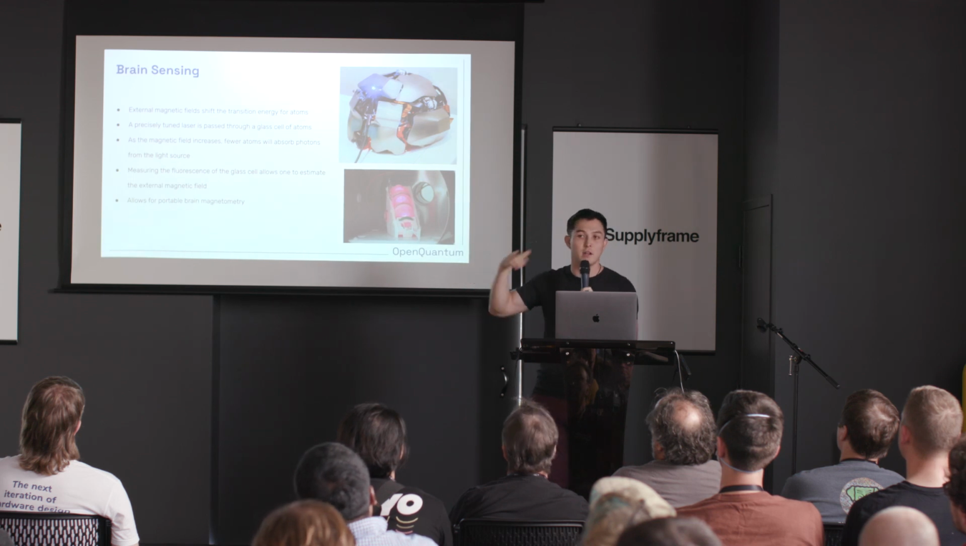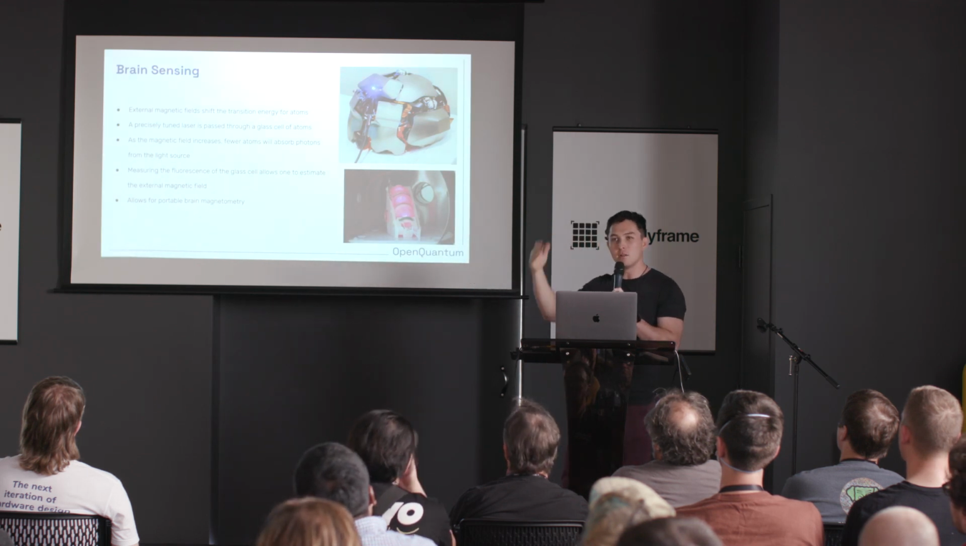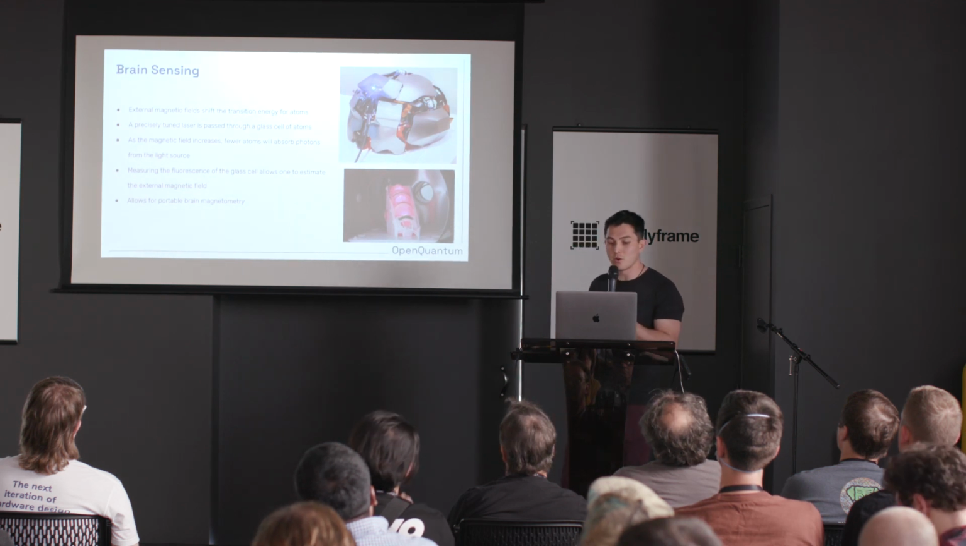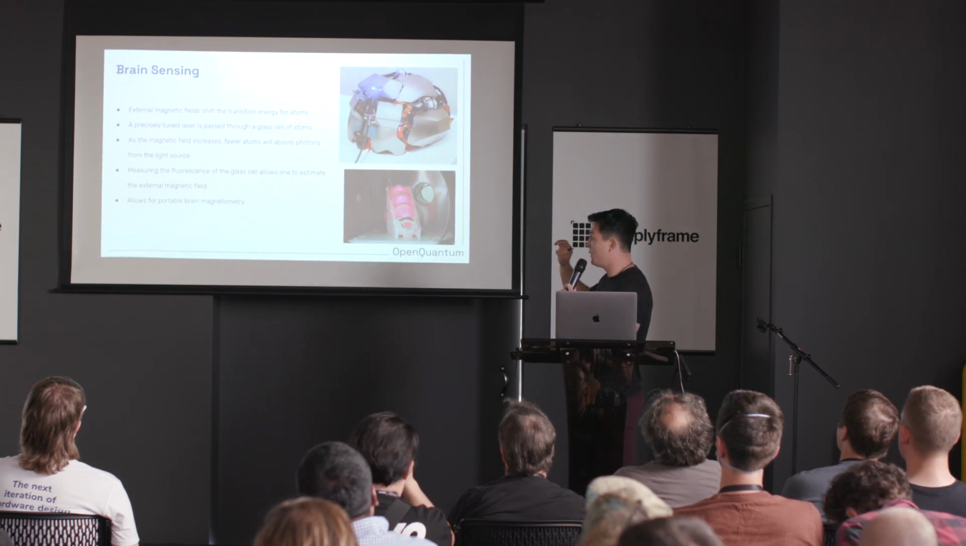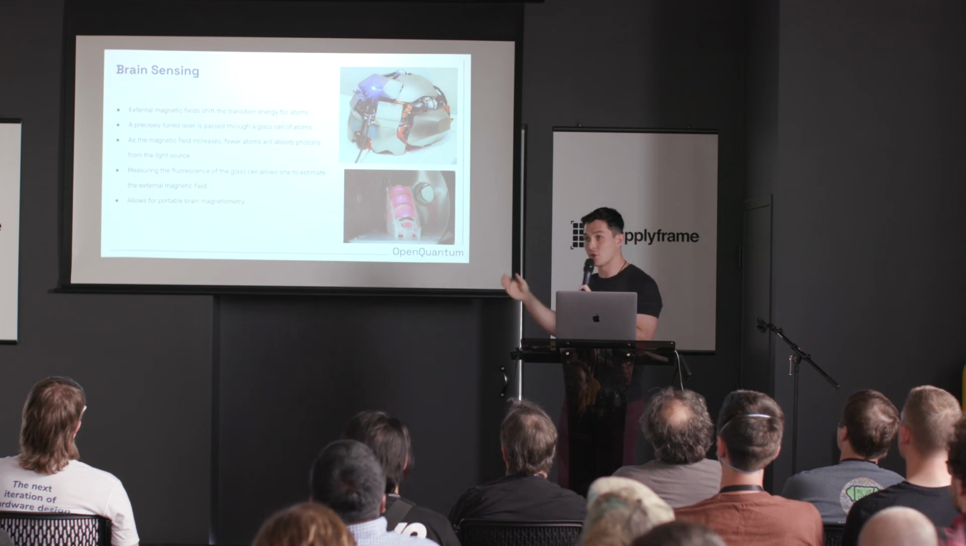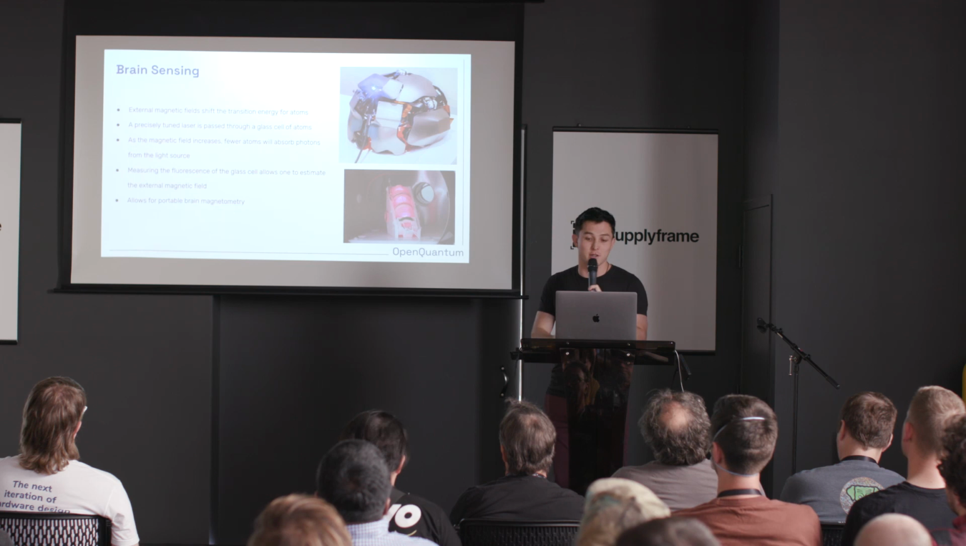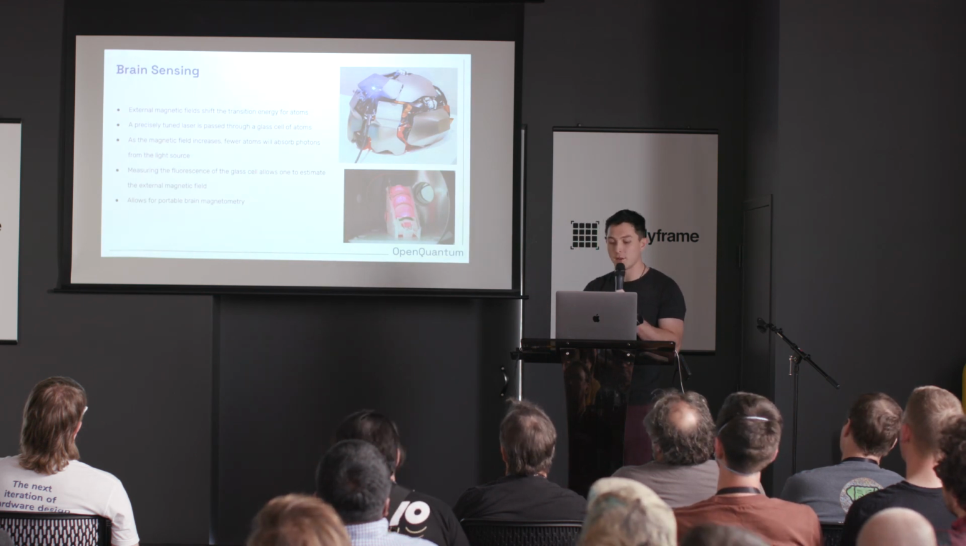And from that, you can try to determine the electrical signal in the brain. As the magnetic field increases, fewer atoms will absorb photons because you're not on resonance anymore. This allows you to do portable brain magnetometry based on atomic physics.